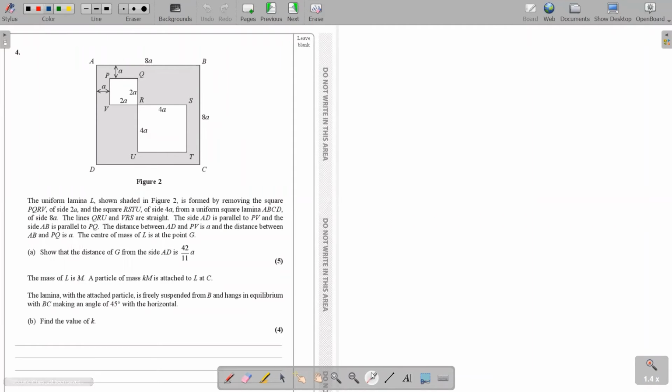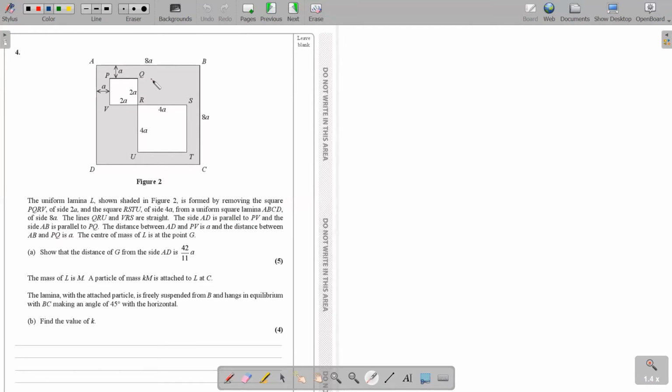The uniform lamina L shown shaded in figure 2 is found by removing the square PQRV of side 2A and the square RSTU of side 4A from a uniform square lamina ABCD of side 8A. The lines QRU and VRS are straight. The side AD is parallel to PV and the side AB is parallel to PQ.